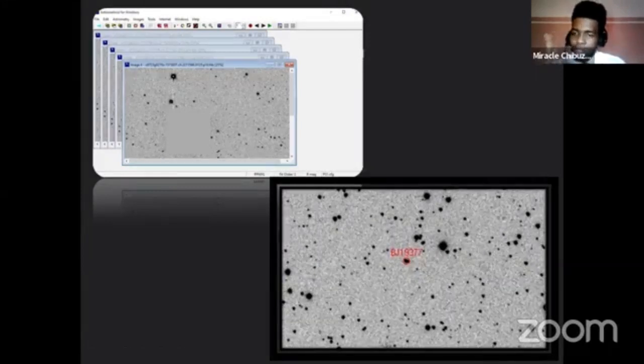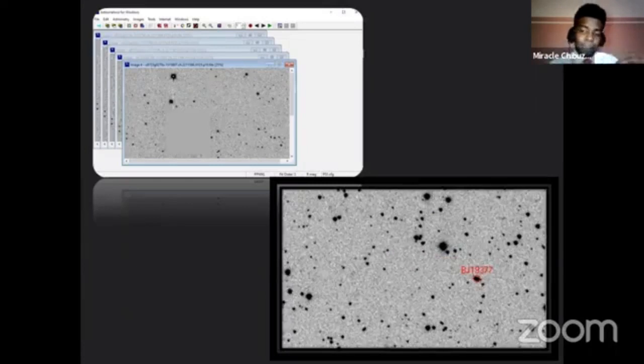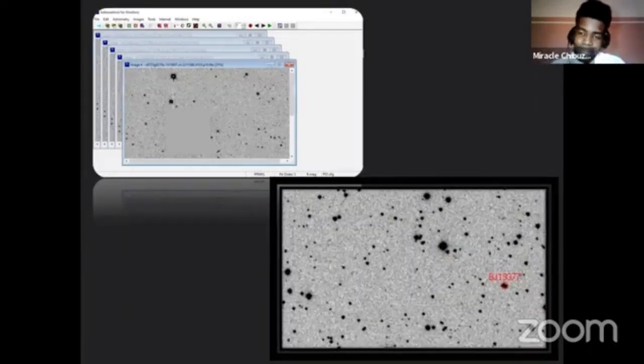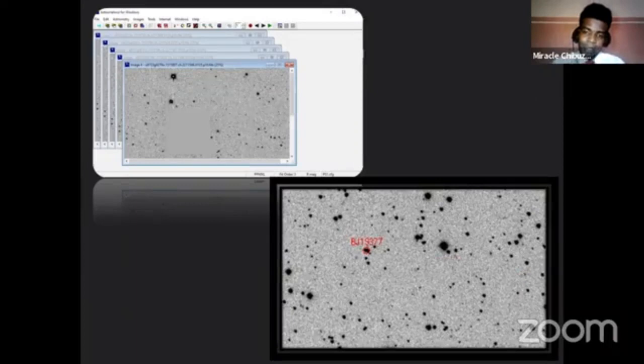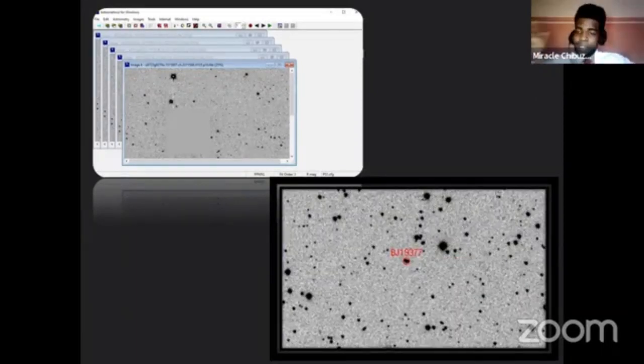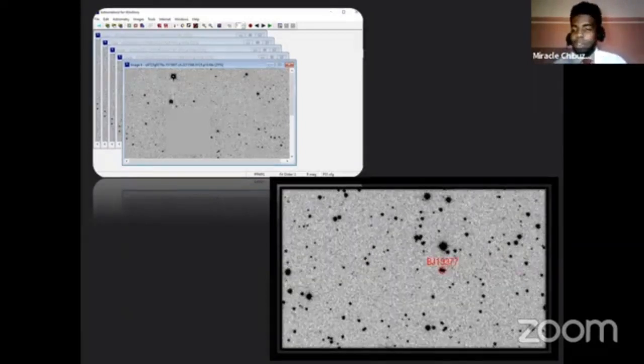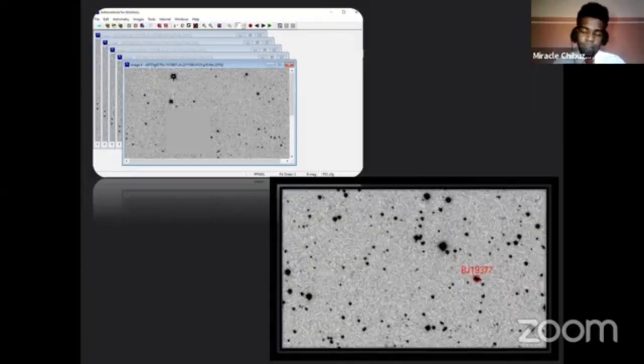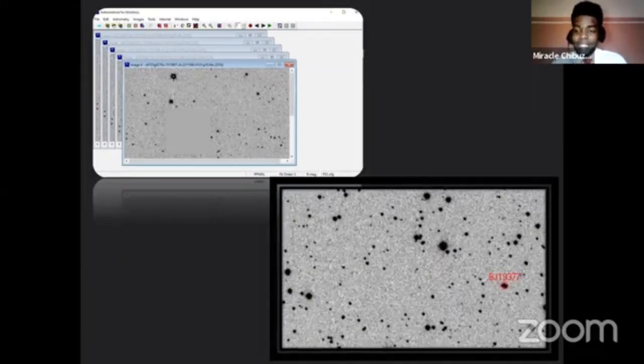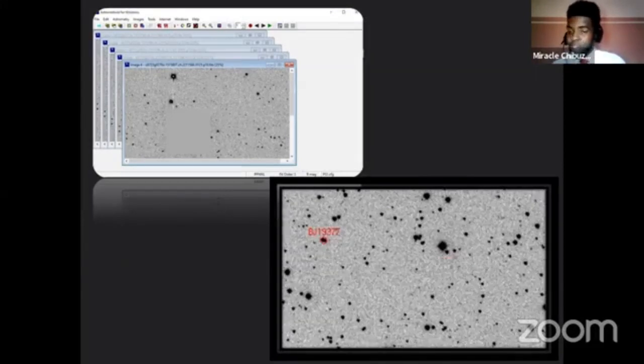Now, I want you to know something. There is an automatic pipeline for discovering asteroids. You can use robotics, you can use computer algorithms to discover asteroids, but they are not perfect. Sometimes they miss some of the data. So those that they cannot detect easily are sent to humans like us to search.